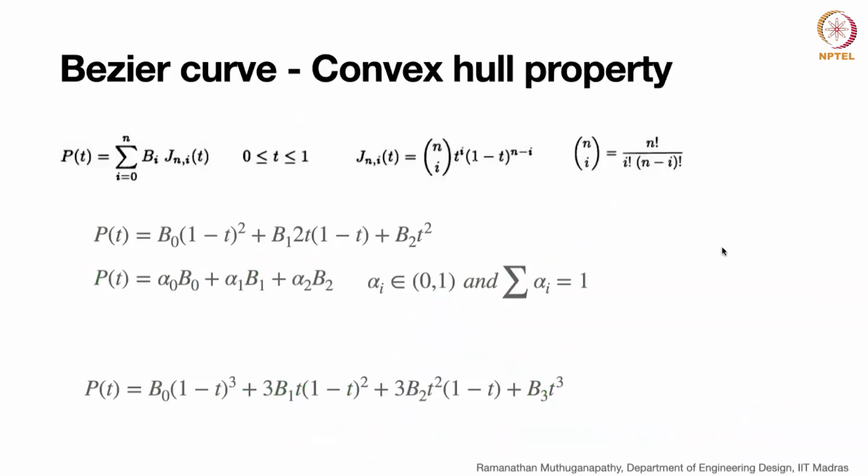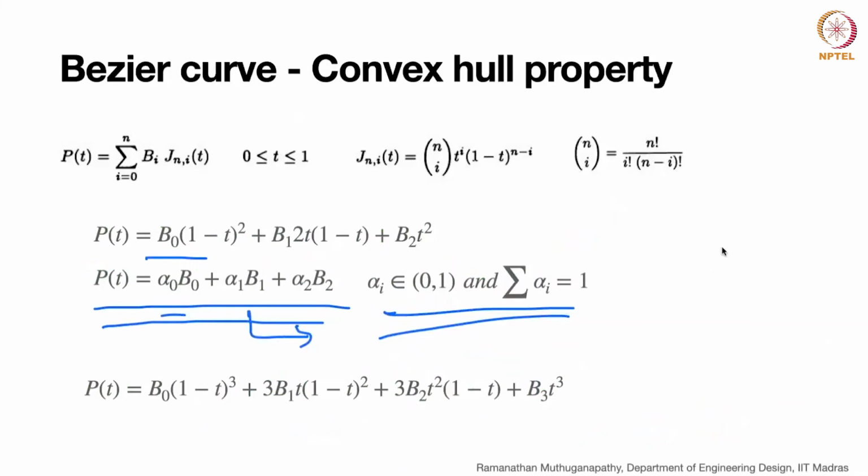Now you can see that for degree 2, this is the same equation as what you saw before in terms of p, but we are seeing it in terms of alpha naught and b naught. Okay, the same as your convex combination. Okay, now what does this lead to? What is the implication of this entire thing? In terms of the curve, where is it lying?